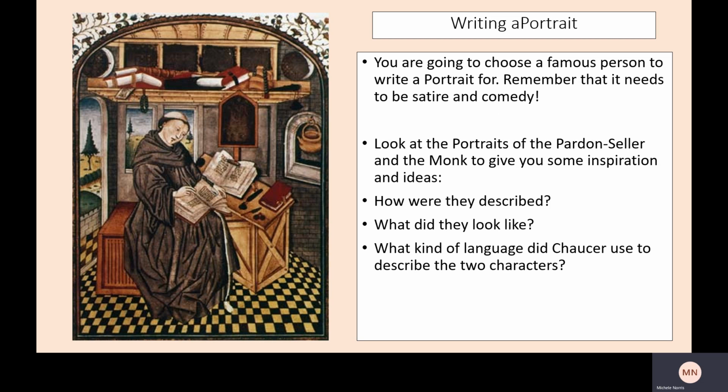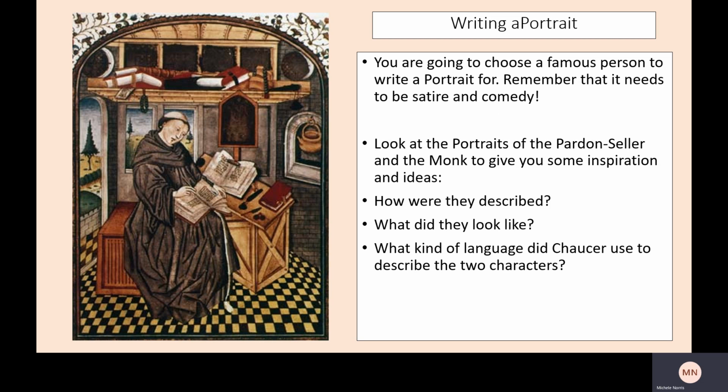So thinking about the two that we've looked at, which was the pardon seller and the monk, that's what you're going to be doing. You're going to be choosing a famous person to write a portrait for. So remember that it needs to be satire and comedy. So whoever you choose, you must be able to exaggerate a feature of them.